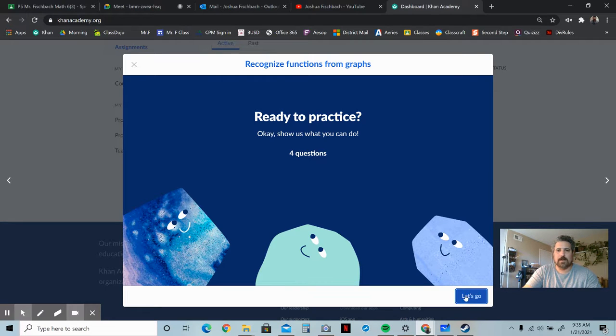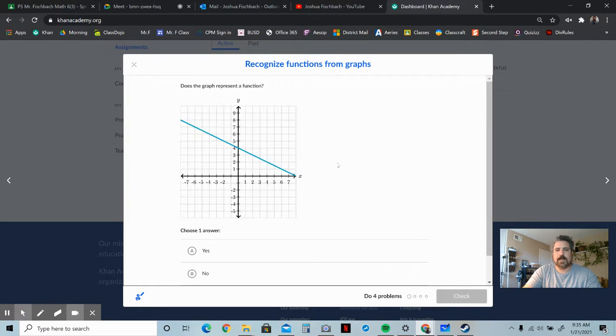Let's get into it. So remember, a function is any relationship where for every input, there is only one output.